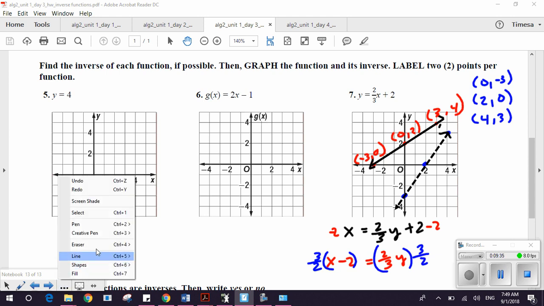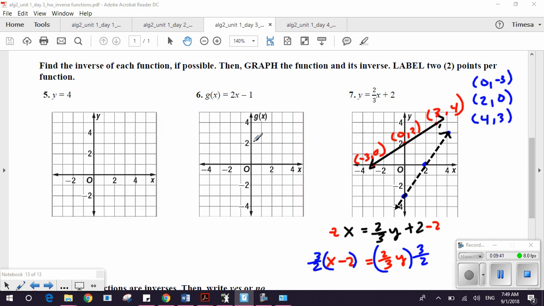When you multiply by the reciprocal, it cancels out the 2/3 on the right, so you have y equals. And then on the left, we have to distribute the 3 over 2 to x, so that would be 3 over 2x. And the 3 over 2 to a negative 2 is going to give me minus 3. If you don't trust me, use a calculator. So y equals 3 over 2x minus 3.